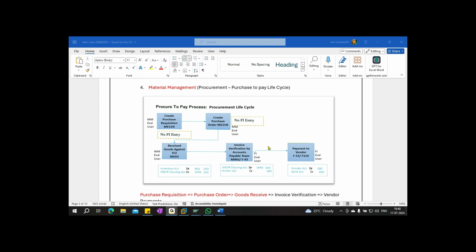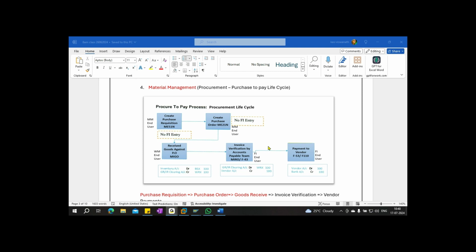Here, what are the departments? Purchase requisition is taken care of by the end user. Purchase order is taken care of by the user. Delivery, goods receipt, is by MM or WM. Invoice verification, finance. Who will pay the amount to the vendor? Finance. So here, SD, MM and finance modules are there. Now I go back to the accounting definition.